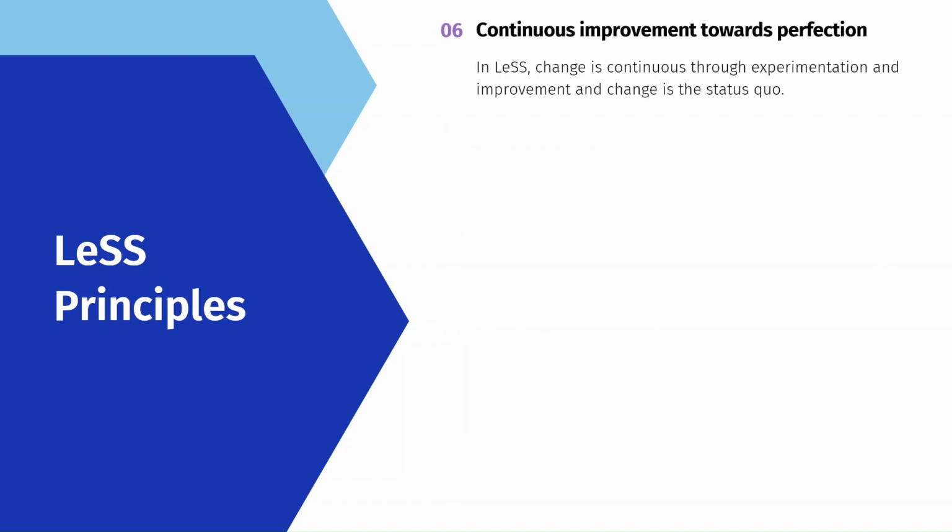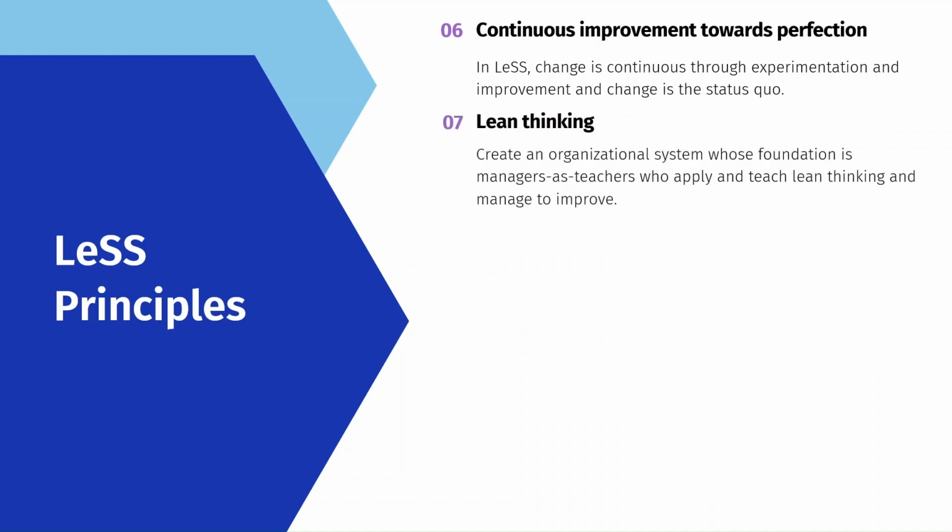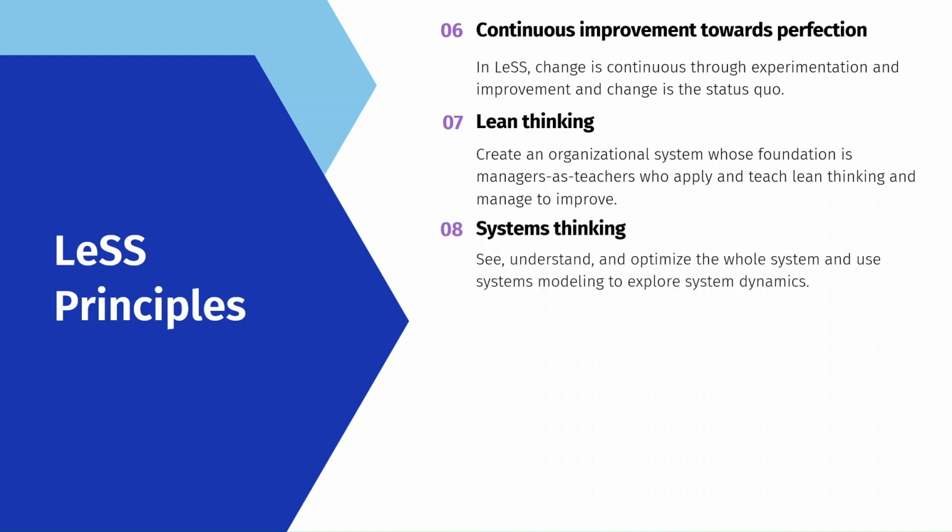6. Continuous improvement towards perfection. In LeSS, change is continuous through experimentation and improvement, and change is the status quo. 7. Lean thinking, by creating an organizational system whose foundation is managers as teachers who apply and teach lean thinking and manage to improve.